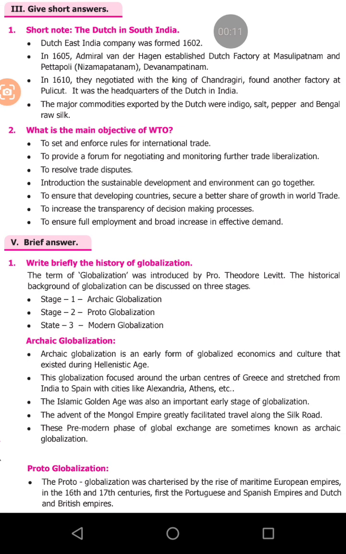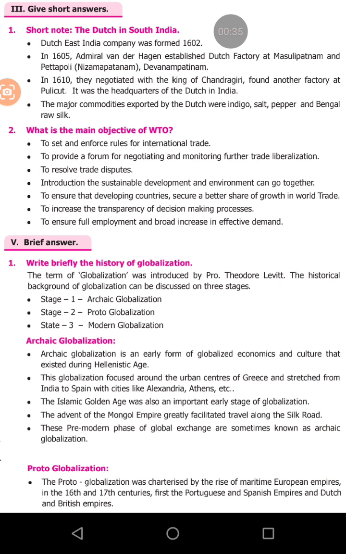In 1605, Admiral van der Hagen established Dutch factories at Masulipatanam, Petapoli, Nizamapattanam, and Devanampattinam. In 1610, they negotiated with the king of Chandragiri and founded another factory at Pulikat. It was the headquarters of the Dutch in India. The major commodities exported by the Dutch were indigo, salt, pepper, and Bengal raw silk.